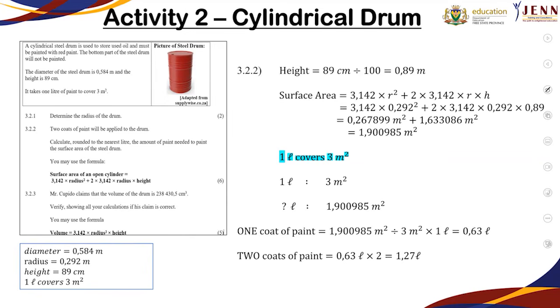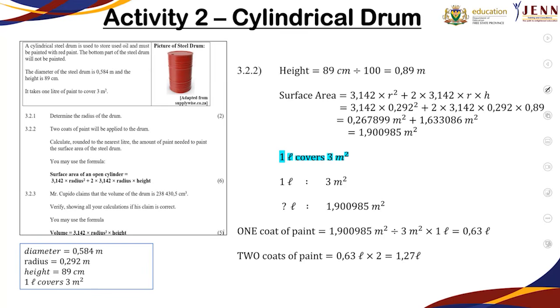Calculate, rounded to the nearest liter, the amount of paint needed to paint the surface area of the steel drum. You may use the formula: surface area of an open cylinder equals 3.142 multiplied by radius squared, plus 2 multiplied by 3.142 multiplied by the radius multiplied by the height.